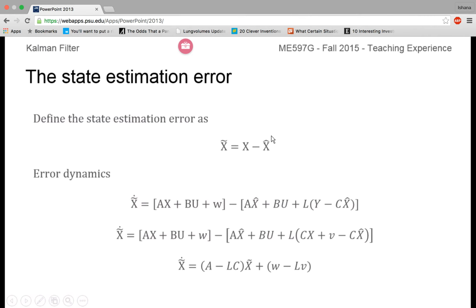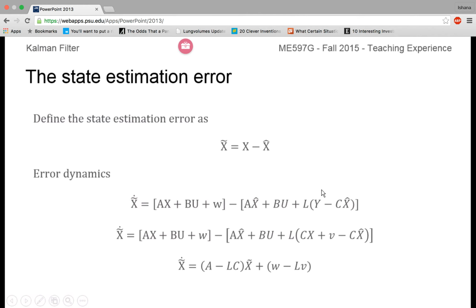And now we talk about the error dynamics, which is the change in error over time. And how we do this is basically by differentiating this relation, which gives us x tilde dot equals x dot minus x hat dot. And we substitute for x dot using our process model with the noise term, minus x hat dot. And this is the term that we get from our observer equation, which gives us the rate of change of the estimate.